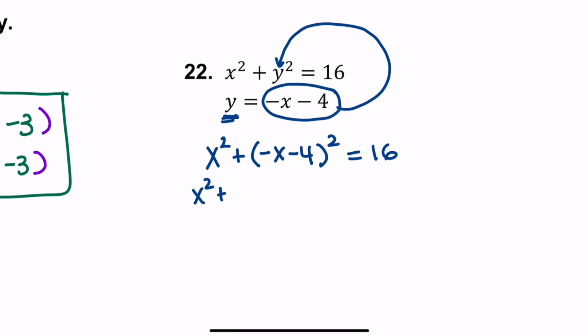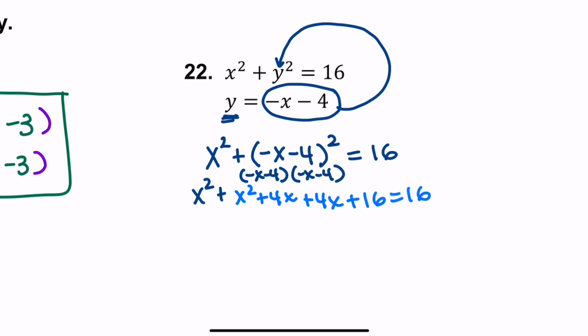Now, negative x minus 4 squared is negative x minus 4 times negative x minus 4. We're going to square them by FOILing out. Negative x times negative x is a positive x squared. And negative x times a negative 4 is a positive 4x. A negative 4 times a negative x is another positive 4x. And a negative 4 times a negative 4 is a positive 16.